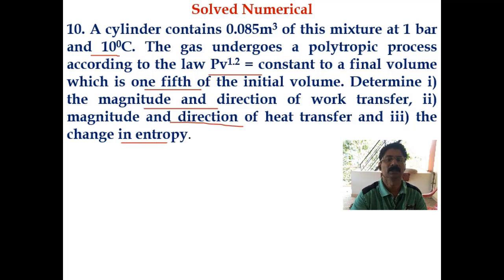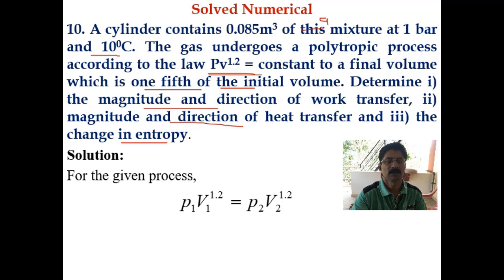So a cylinder contains 0.085 meter cube of a mixture at 1 bar and 10 degrees Celsius. So some mixture is there at 0.085 meter cube, which is at a pressure of 1 bar and 10 degrees Celsius, and it is undergoing a polytropic process according to this law PV to the power 1.2 is equal to constant, till the final volume becomes 1/5 of the initial volume. That is a very important statement. You have to determine the magnitude and direction of the work transfer, magnitude and direction of heat transfer, and the change in entropy.